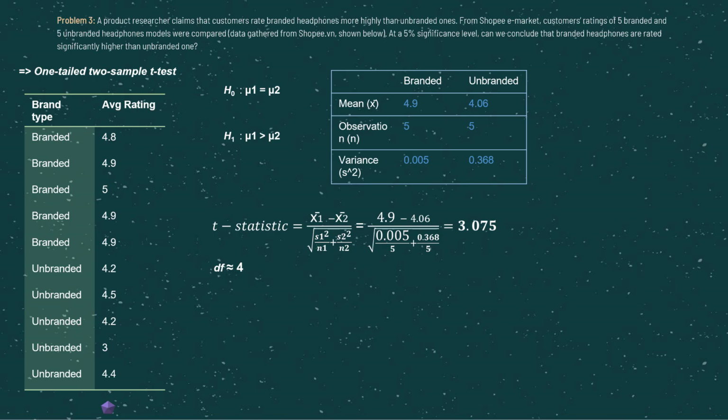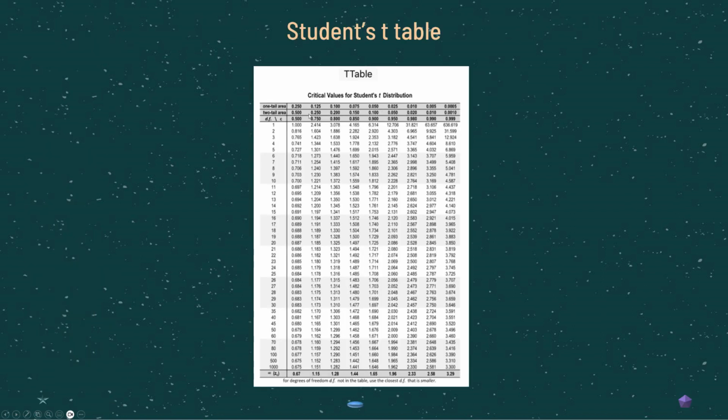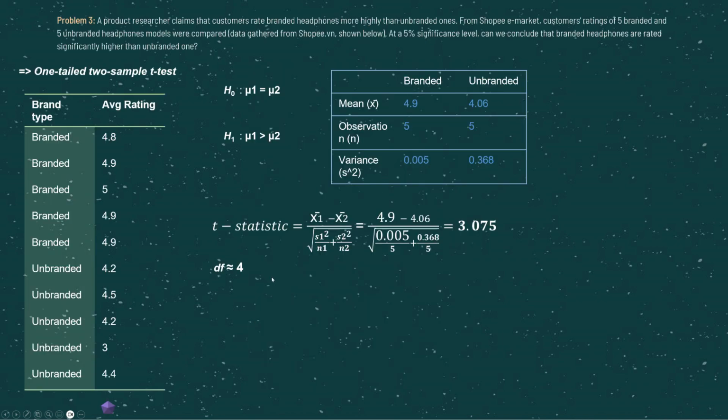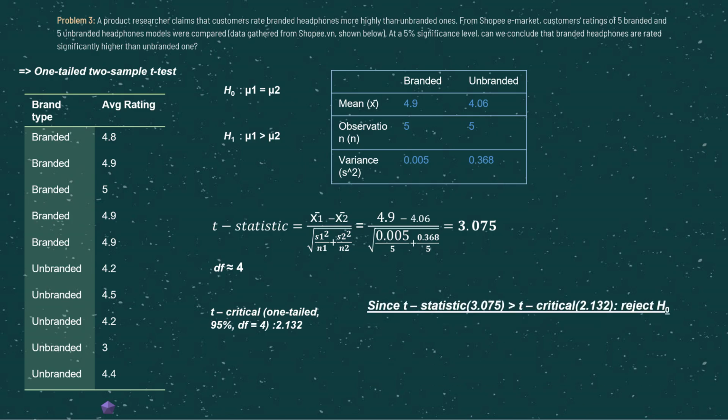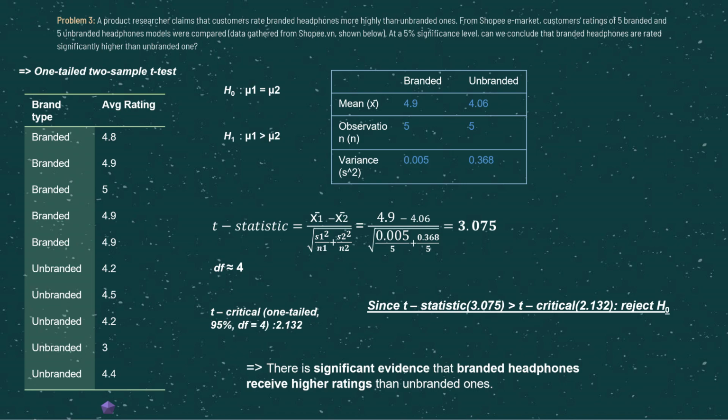But yeah, the t critical value for that should be around here. One tail 0.05 and degree of freedom of 4, it should be 2.132. So here's our t critical value, and we can clearly see that our t statistic value is greater than the t critical. So we reject the null hypothesis, and we have evidence that the branded products have higher ratings than unbranded ones.